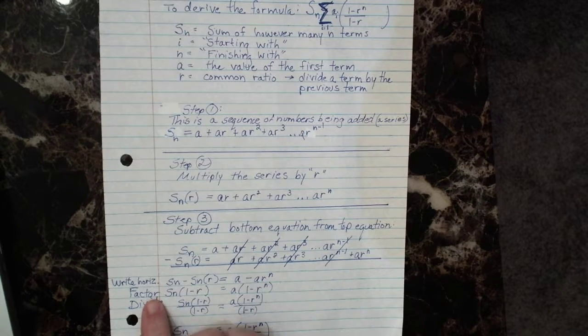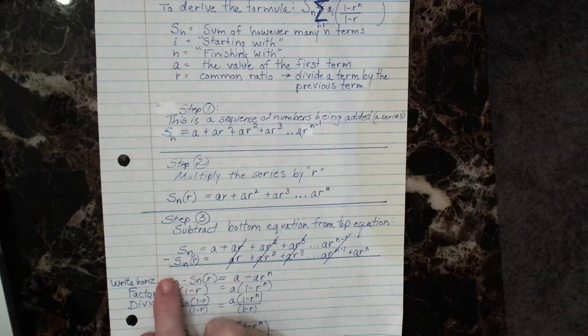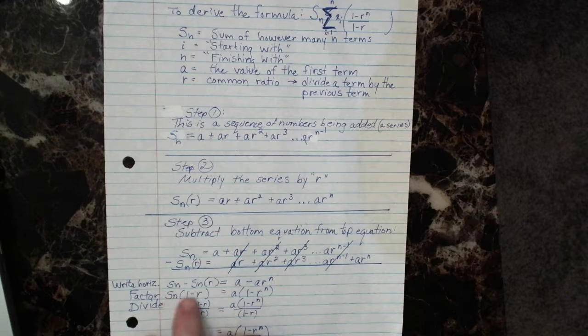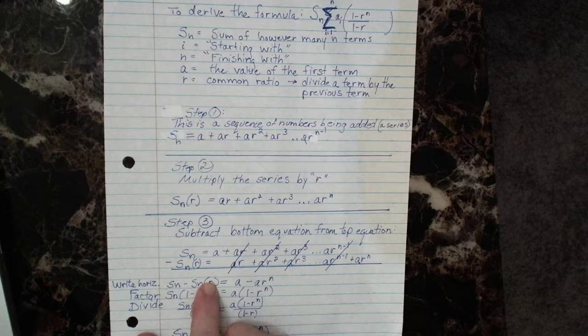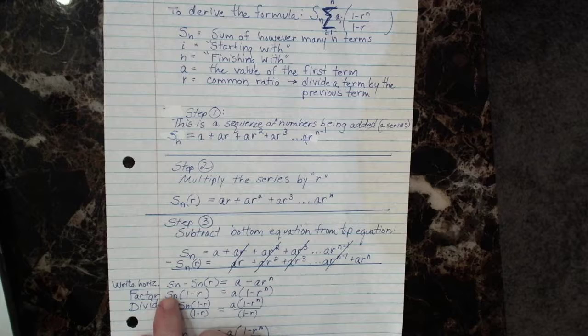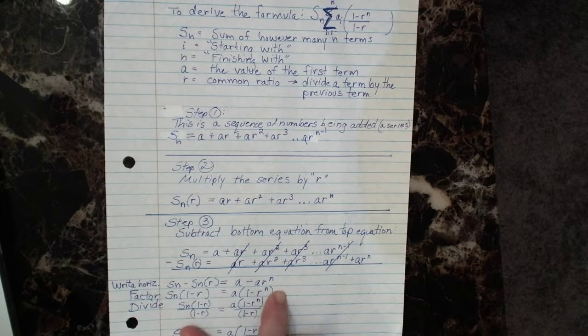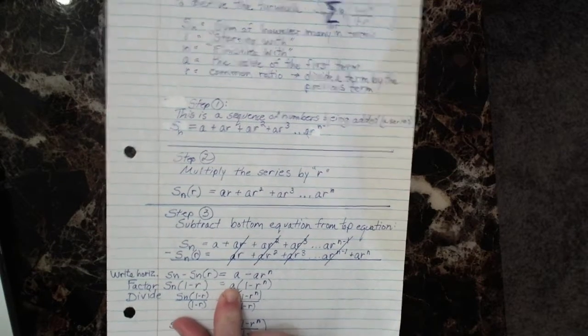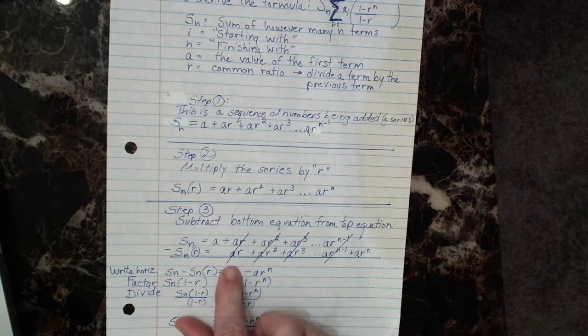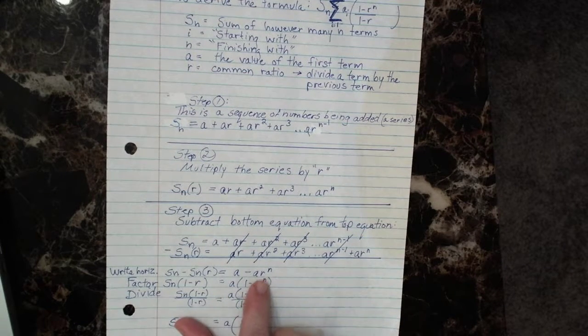So now we're going to factor an S sub n out of these two pieces. So S sub n times 1 is S sub n, and S sub n times a negative r is just rewritten because we factored this out of both terms. On this side, we're going to factor out an a from both terms. So we put the a out in front. A times 1 is still a, and minus a times r to the n is still minus a times r to the n.